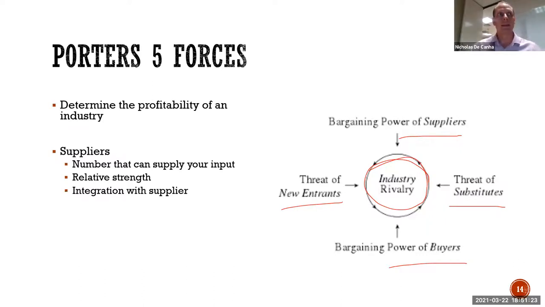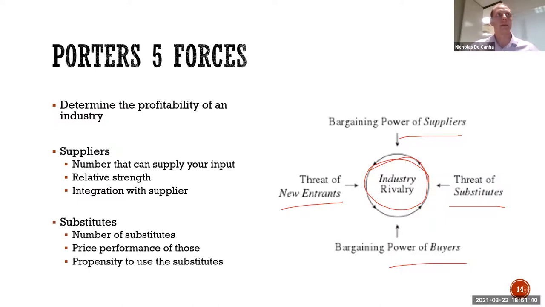But the more suppliers that can supply your input, the less powerful they are. Obviously, if it's a very unique input, they're very powerful. The degree of integration with your supplier, if you're extremely integrated with your supplier, they are very powerful because you can't simply switch particularly easily.